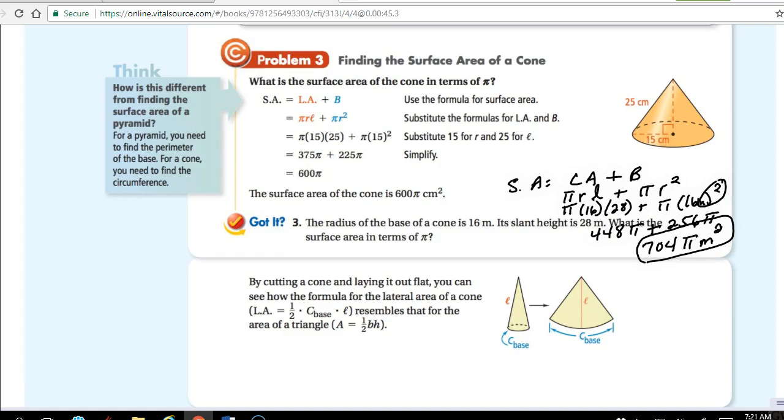And that's how you find the surface area of a cone. As long as you have your formulas, it's pretty straightforward. It's just a matter of plugging in and then chugging along till you get your answer, and I call that plug and chug. Best of luck.